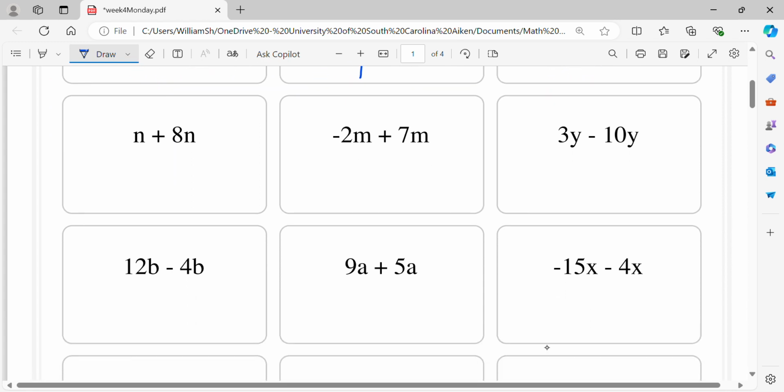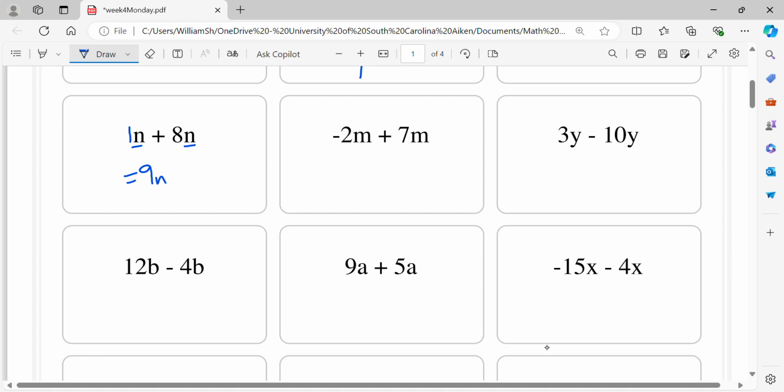The next one is n plus 8n. I can as well combine these. They both have an n in them. Now this n doesn't have a number in front of it, but it's assumed to be 1. So this is essentially the same thing as 1n plus 8n. 8 plus 1 is 9, so we have 9n. So if you ever just have a variable by itself and you're adding it to another like term, you have to assume that that's a 1 in front of it, so that you can add or subtract that 1.